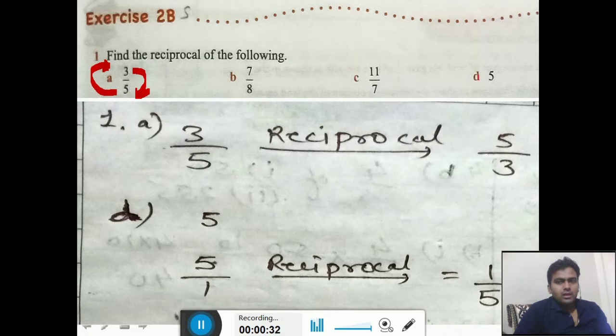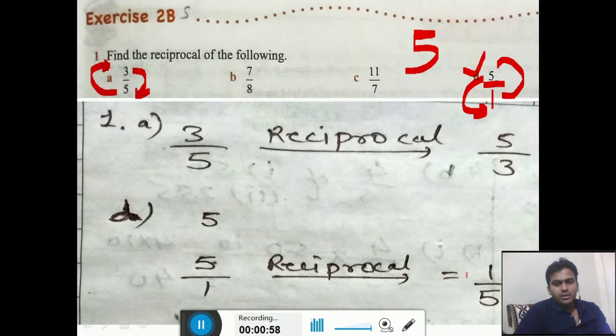Now look at this question D. Here only 5 is written, no denominator. So we will assume the denominator is 1. Now the reciprocal of this equals 1 upon 5. 1 becomes the numerator and 5 becomes the denominator. So for 5, its reciprocal is 1 upon 5.